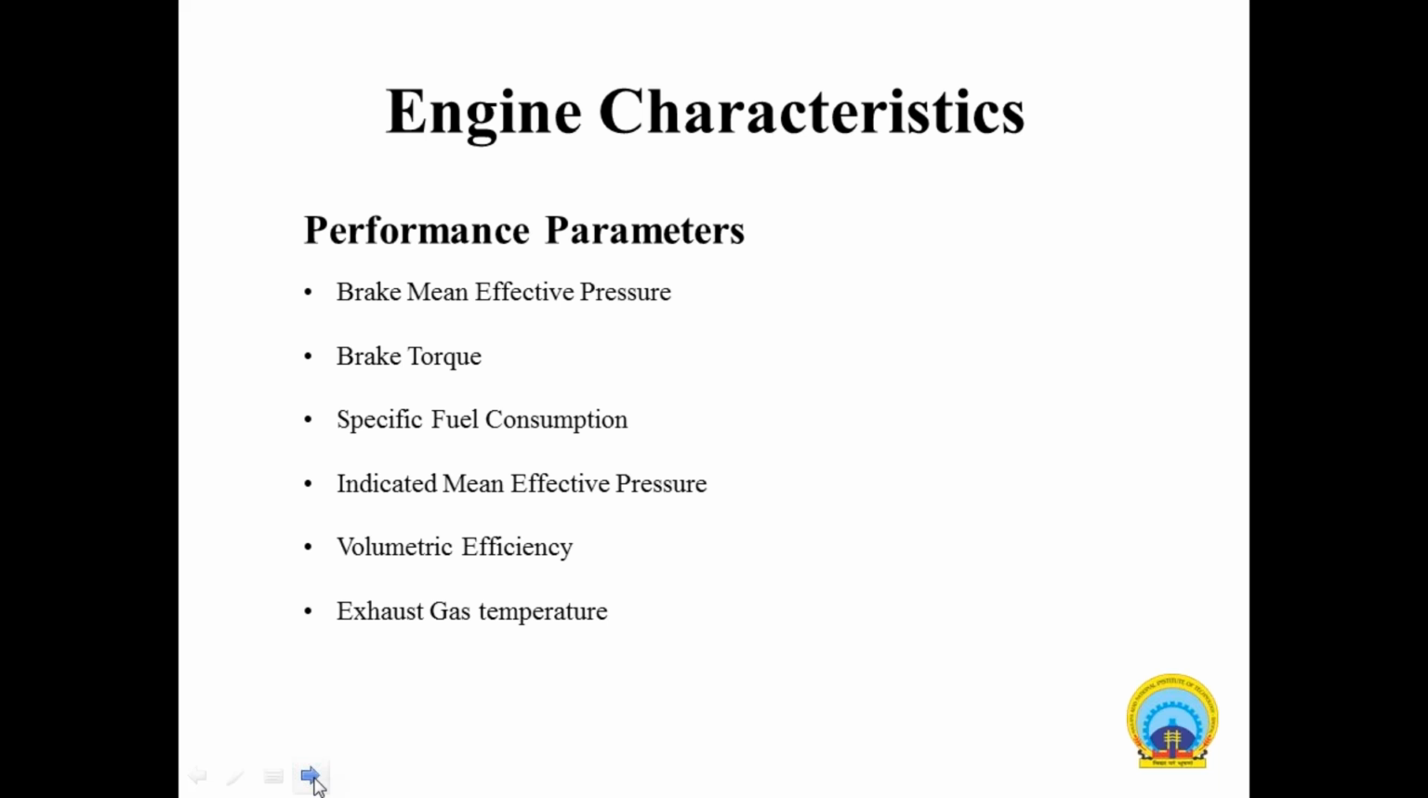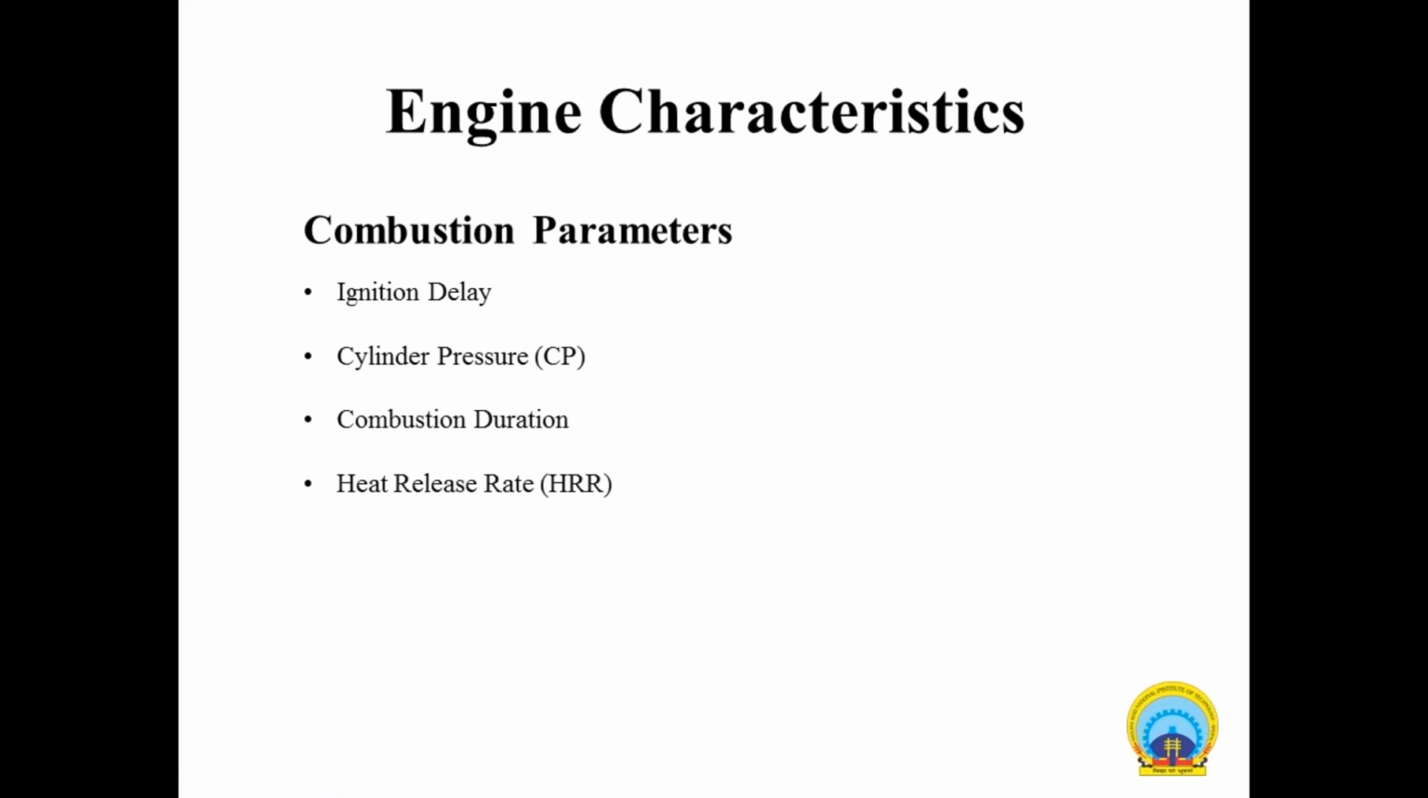The next is the combustion parameter. Change the slide. In combustion, there are four major parameters: ignition delay, cylinder pressure, combustion duration, and heat release rate. So what is ignition delay? In a diesel engine, the time interval between the start of injection and the start of combustion is called ignition delay.